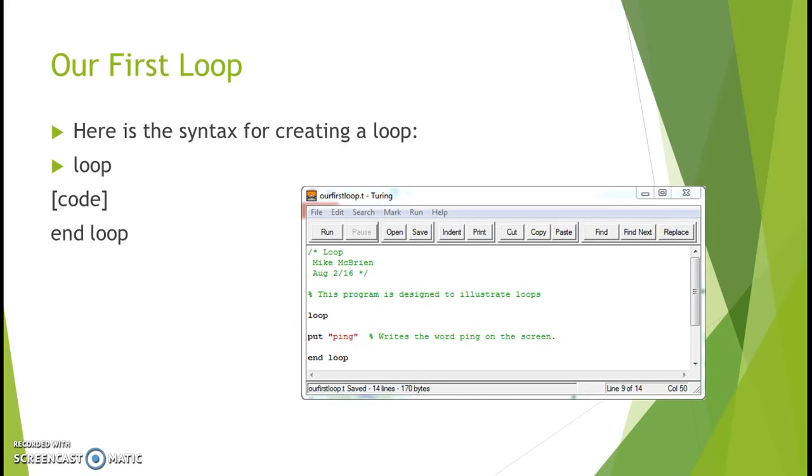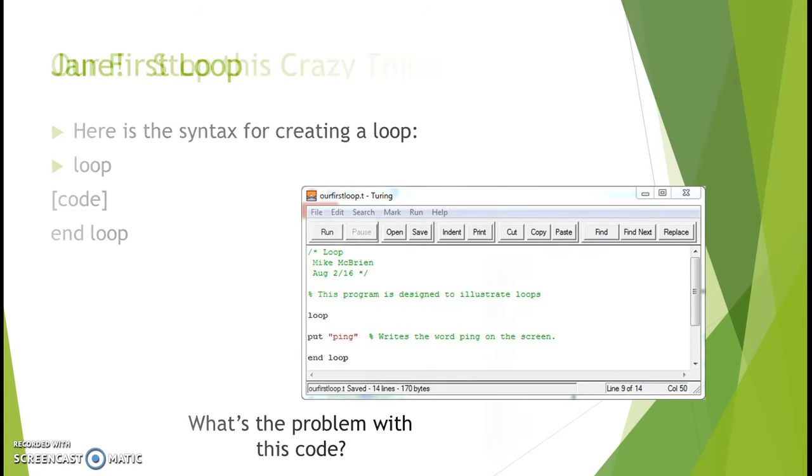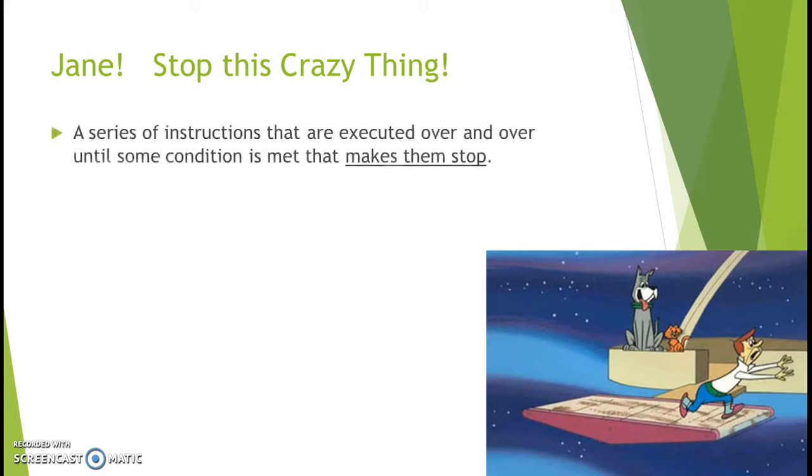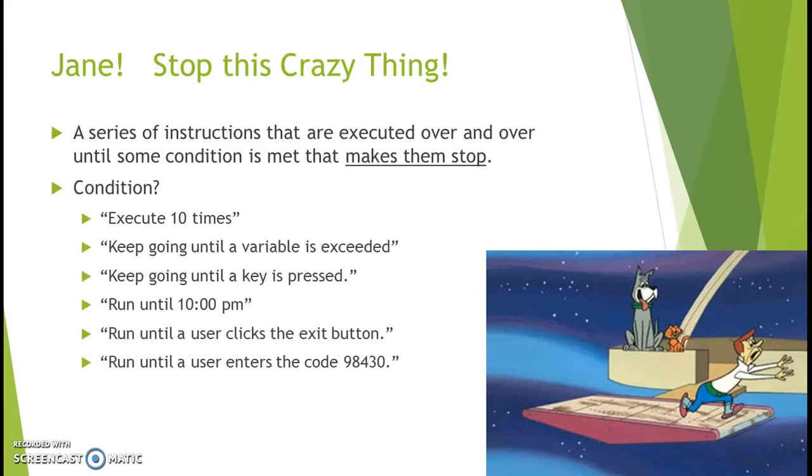My loop program simply puts the word ping onto the screen and loops. Anyone see a problem with this? Well, if you took the time to type that into your window and executed it, you'll see that things sitting in a loop just keep going. They'll execute over and over again until a condition's met that makes them stop.